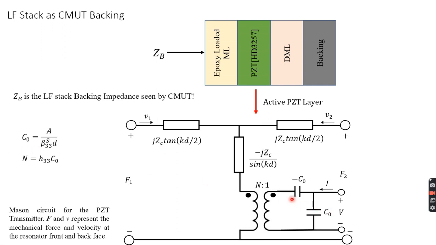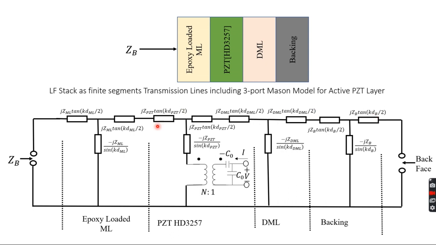C0 is the clamped capacitance and n is the electromechanical turns ratio. F and V represent the mechanical force and velocity at the resonator front and back surface. Since there are other layers, you'll have finite pieces of transmission line segments. So there are two-port transmission line segments, passive segments, connected to each other. And this is the impedance seen by the CMUT at its backing. So it's not rigid; it's a resonant backing.